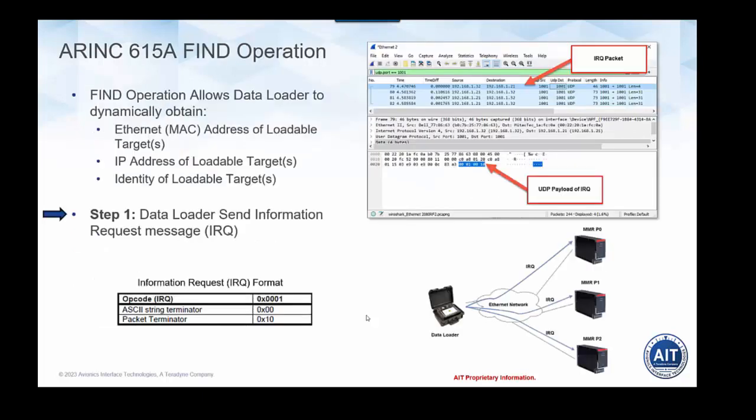Might talk a little bit about the find information. So a find operation allows the data loader to obtain the Ethernet, so the MAC level address of the loadable avionics systems, the IP addresses of those systems, and to identify those targets and some specific information about those. It's a very, very simple protocol.